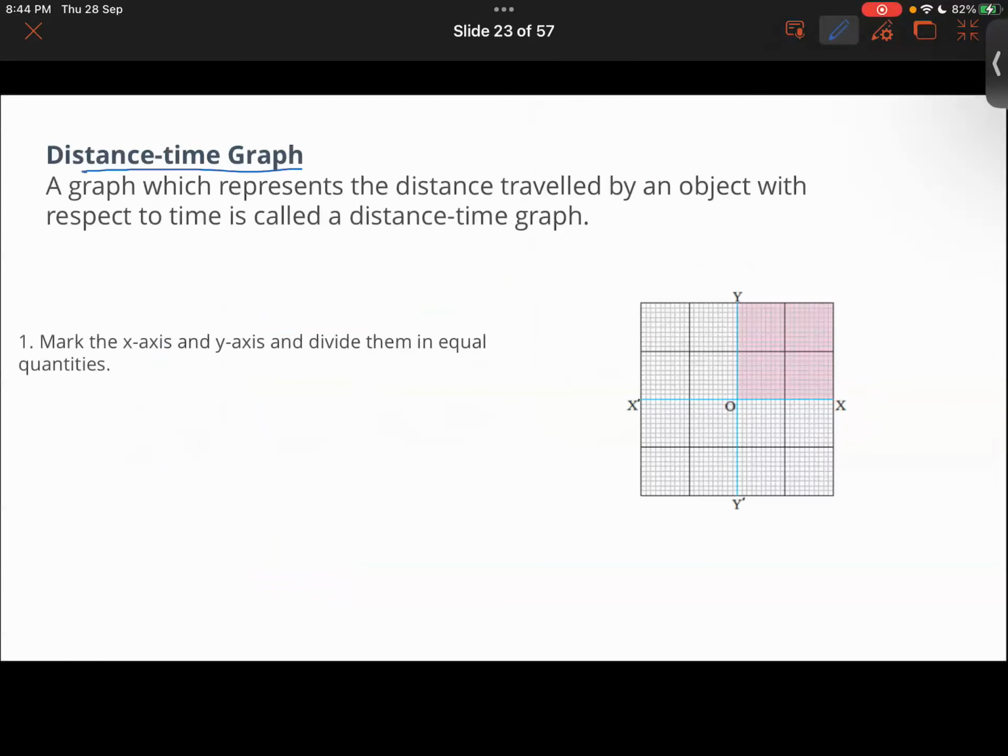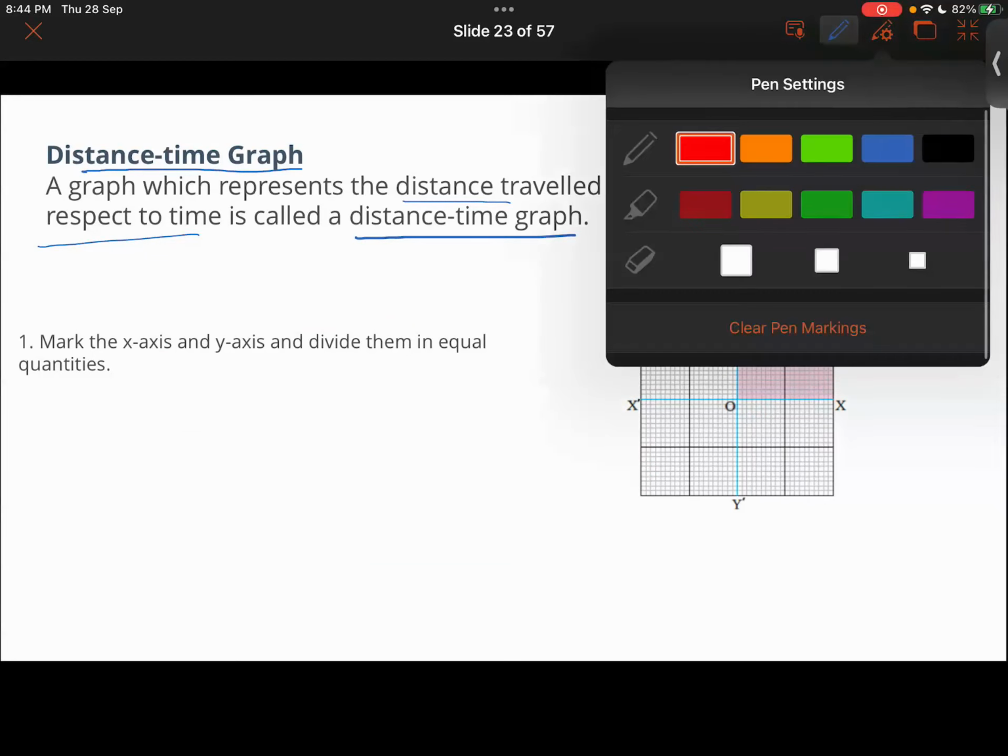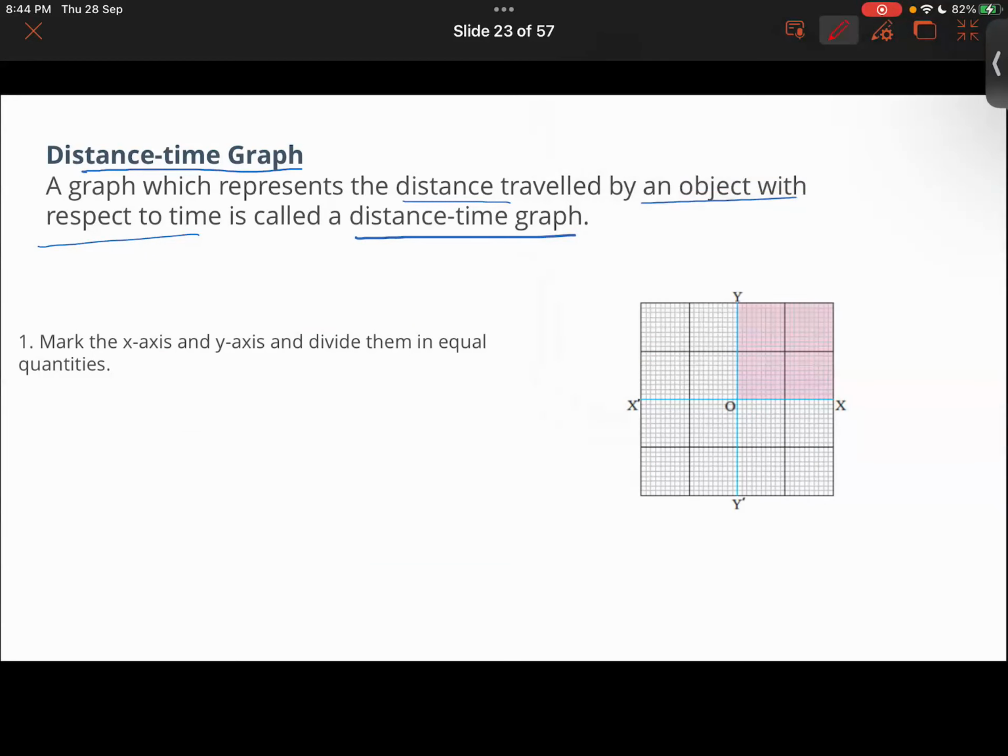Look here. A graph which represents the distance traveled by an object with respect to time is called a distance-time graph. So using a graph, you can represent the distance that has been traveled by the object with respect to its time. Guys, are you able to connect? I believe things are not passing over the head. First thing is that you will be marking the x-axis and the y-axis and dividing them in equal quantities. So this is a graph paper here.